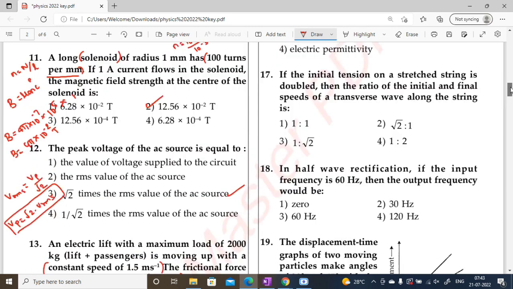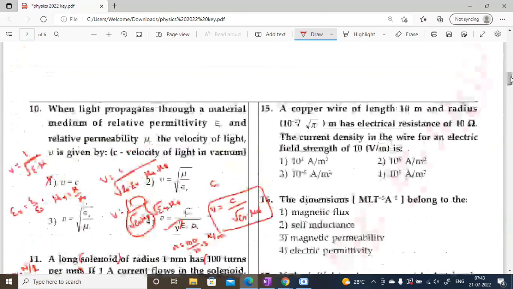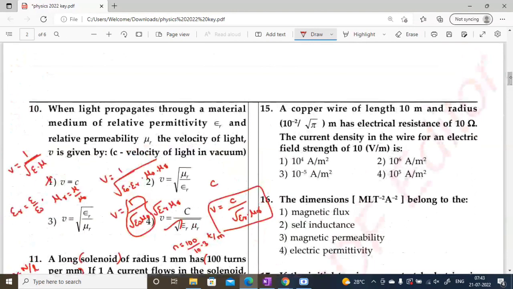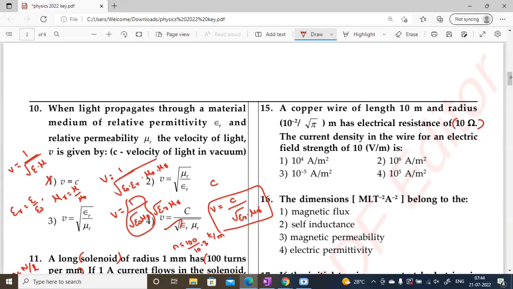So let us make it faster. A copper wire of length 10 meter, radius 10 power minus 2 divided by root 2, has electrical resistance of 10 ohms. Find the current density of the wire for the electric field strength 10.